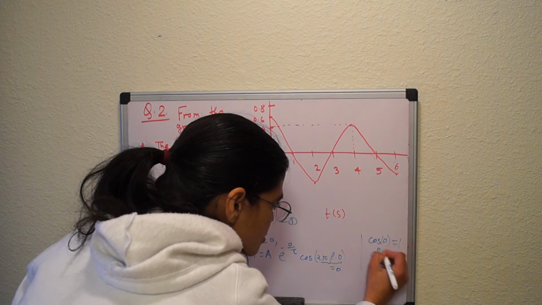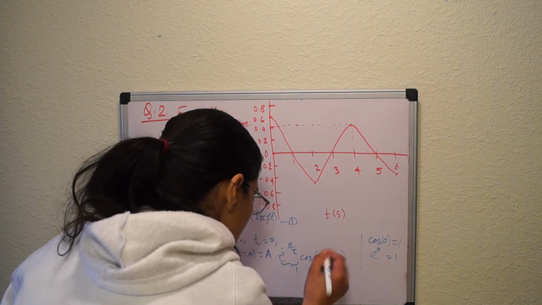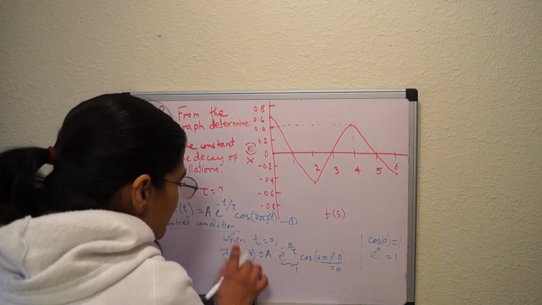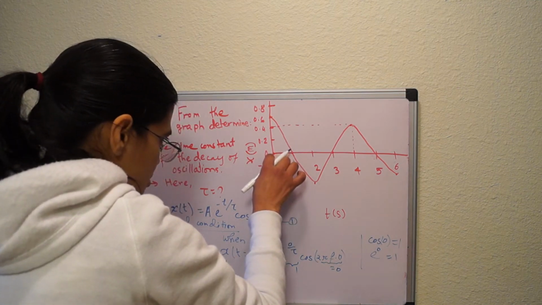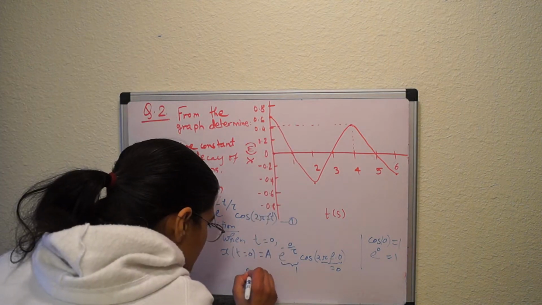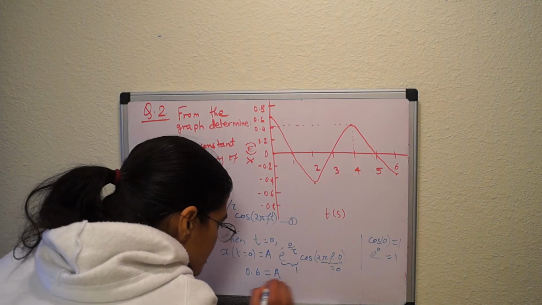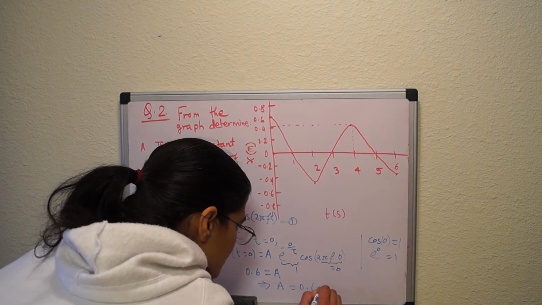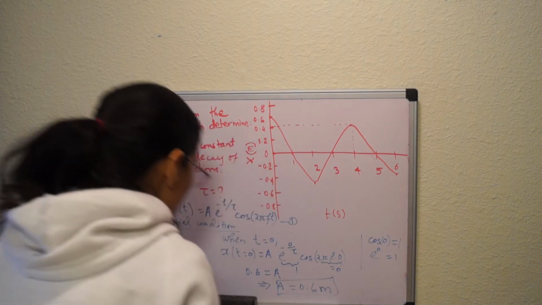Anything to the power 0 is also 1, so this also becomes 1 here. 1 times 1 is just 1. We are left with A here, and then x at t equal to 0. What's the value of x when the time is 0? When time is 0, the value of x is 0.6. So we have 0.6, which is equal to our A. Let's rewrite this. Our amplitude A is 0.6 meter, right? We need the unit here. This is one step here.